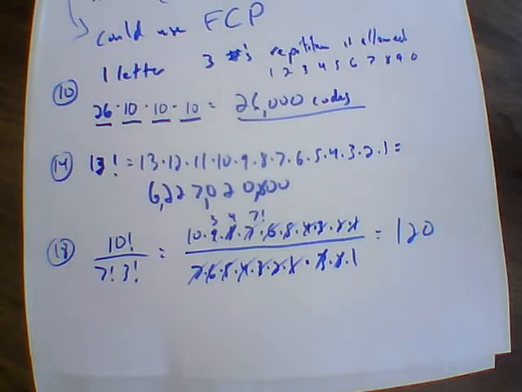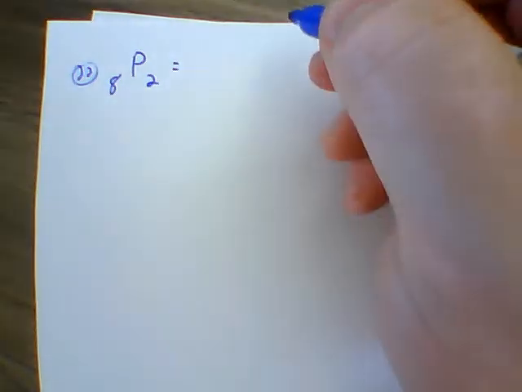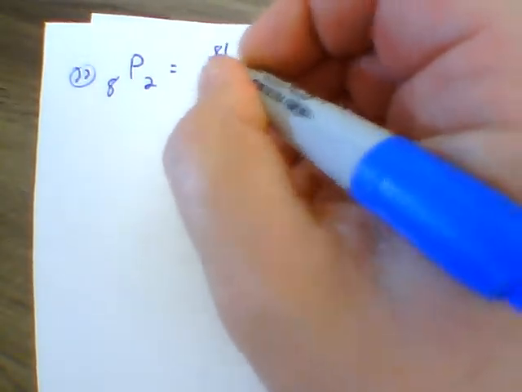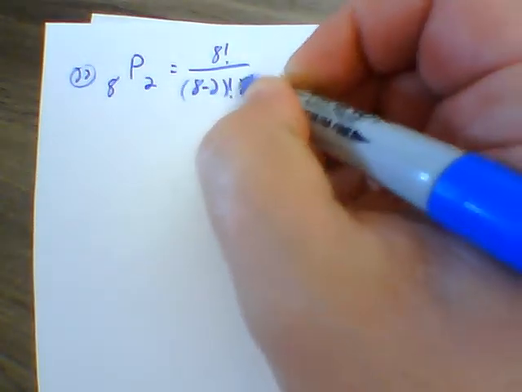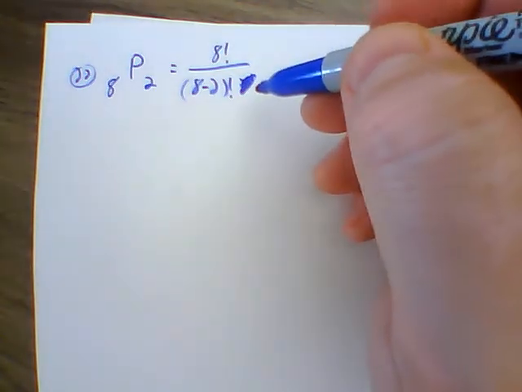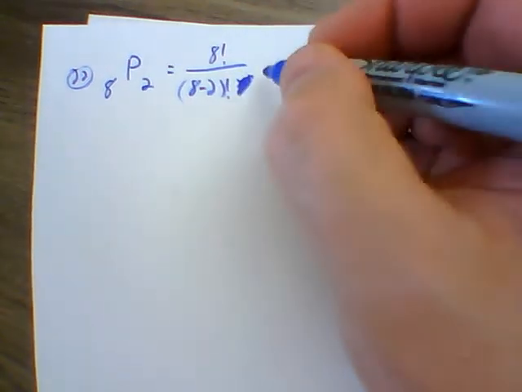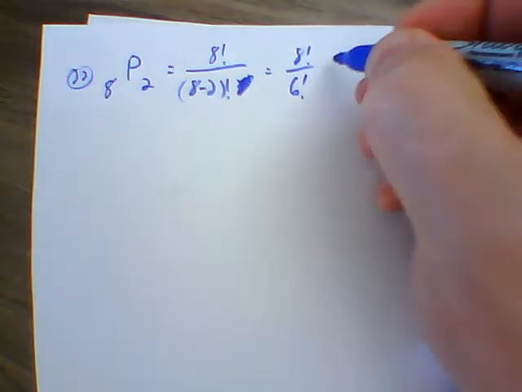Moving on, let's work a couple different permutation combination ones, some of the basics, then we'll get into a couple more story problems. So if we look at number 22. Okay, so on number 22 here, it tells us 8 permutation 2. What this is stating is that we have 8 factorial over 8 minus 2 factorial. Oh, I was going to start writing the combination one, but it's permutation. So we have 8 factorial over 6 factorial.